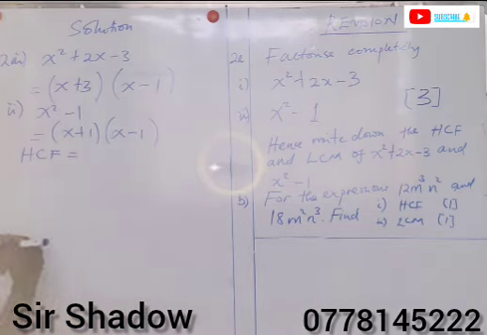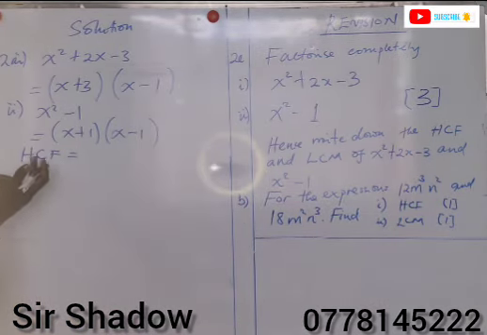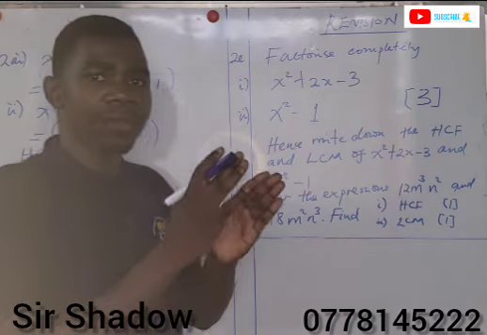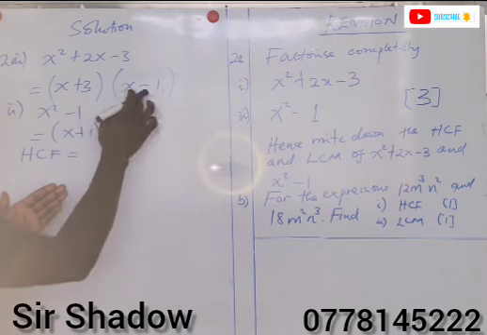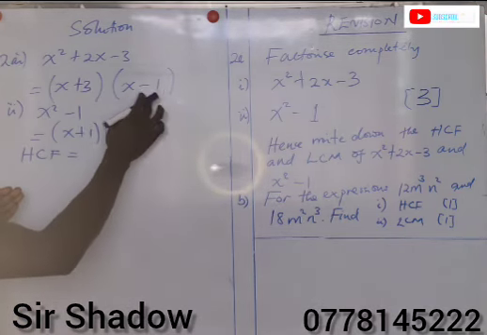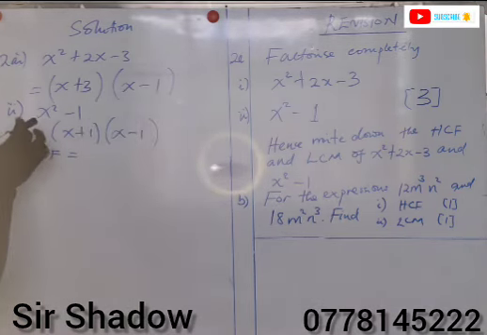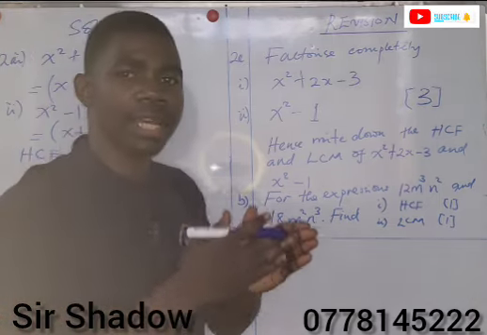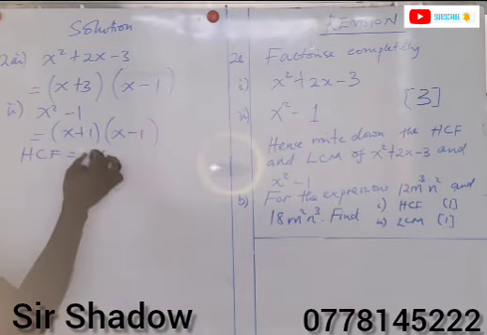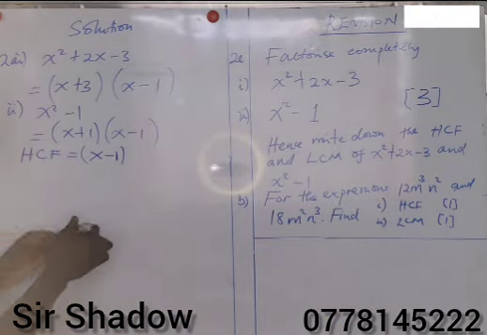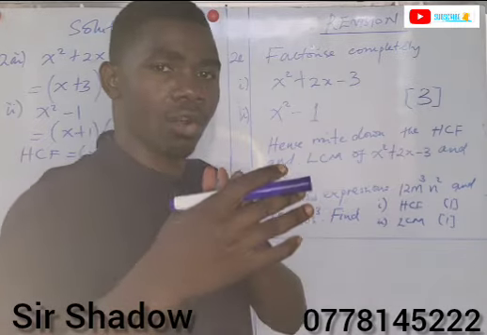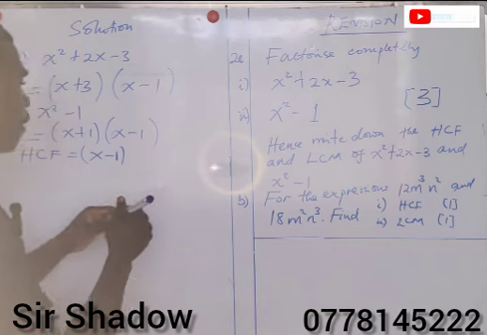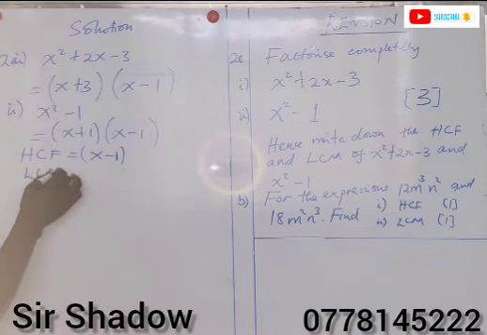So which one is common? Here we have x plus 3. X plus 3 is in item 1, but it's not in item 2, so we neglect it. Let's consider x minus 1. X minus 1 appears in 2a item 1 and also in 2a item 2, meaning that it is common. So our highest common factor becomes x minus 1. It simply means we take what is common in item 1 and item 2 to find the highest common factor.